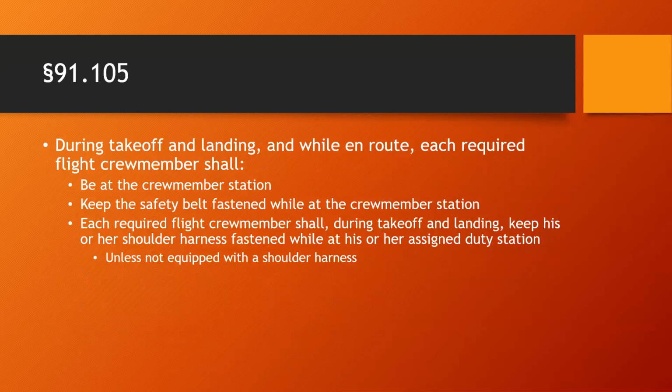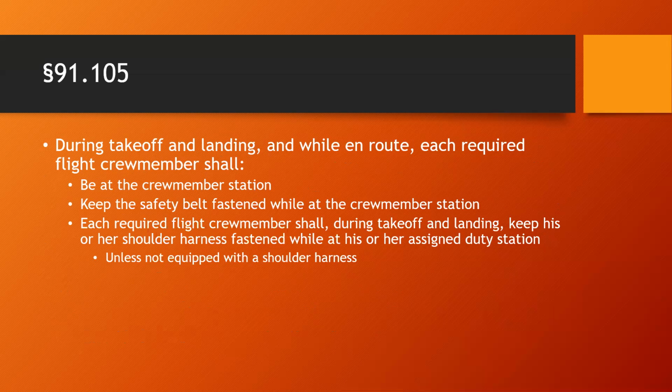Section 91.105. During takeoff and landing and while en route, each required flight crew member shall be at the crew member station, keep the safety belt fastened while at a crew member station, and each required flight crew member shall during takeoff and landing keep his or her shoulder harness fastened while at his or her assigned duty station, unless not equipped with a shoulder harness.